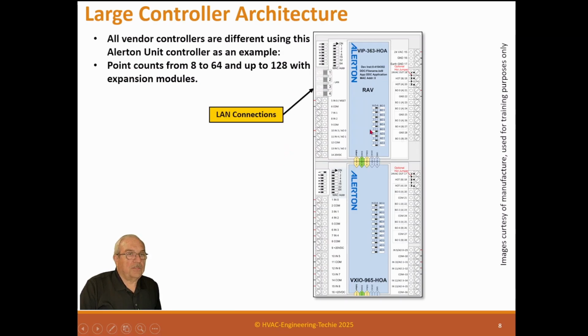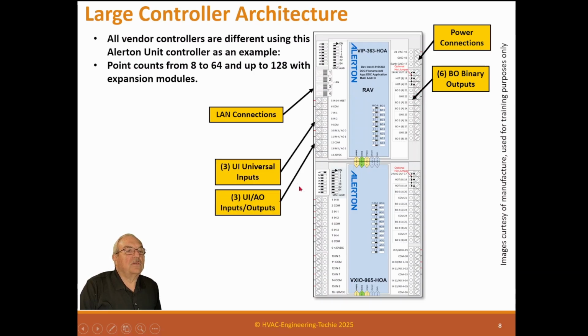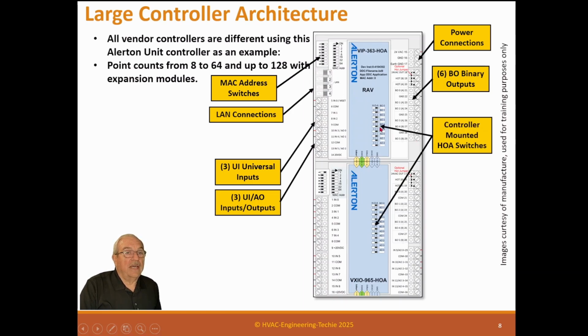This happens to be a controller with an expansion module on it. It has the LAN connections up here, and the power connection coming in from the controller. It has 6 BO outputs and 3 universal inputs, all on the motherboard, on the main controller. Here's the MAC address to put in for the controller so that it knows where it is on the network. And of course, this is the control and manual switches.